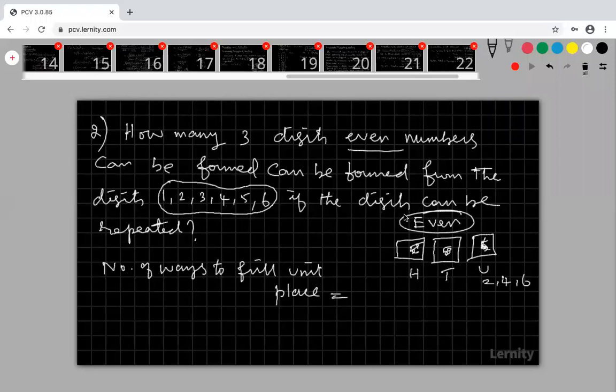Idris and some other students, Muthukumar, some other students, they asked, they told that they are not understanding. Okay.